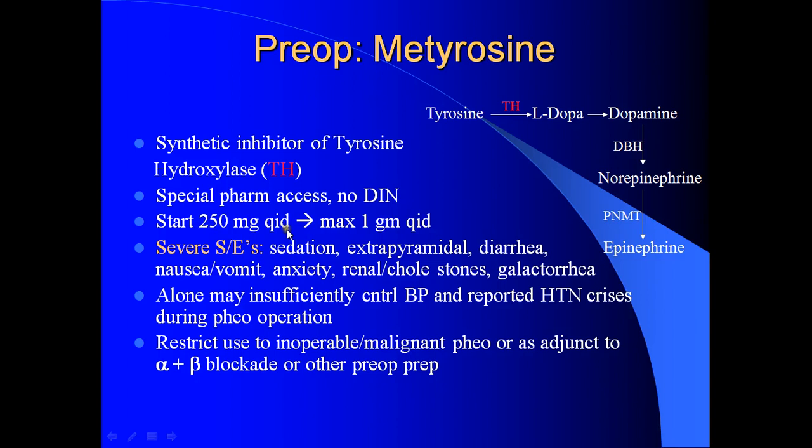250 milligram QID, maximum 1 gram QID is given. Severe side effects like sedation, extrapyramidal effects, diarrhea, nausea, vomiting, anxiety, renal colic, stones, galactorrhea can take place. Alone it may insufficiently control blood pressure, and hypertensive crisis during pheo operation has been observed. Restrict use to inoperable or malignant pheos or as an adjunct to alpha and beta blockers or other pre-op prep.